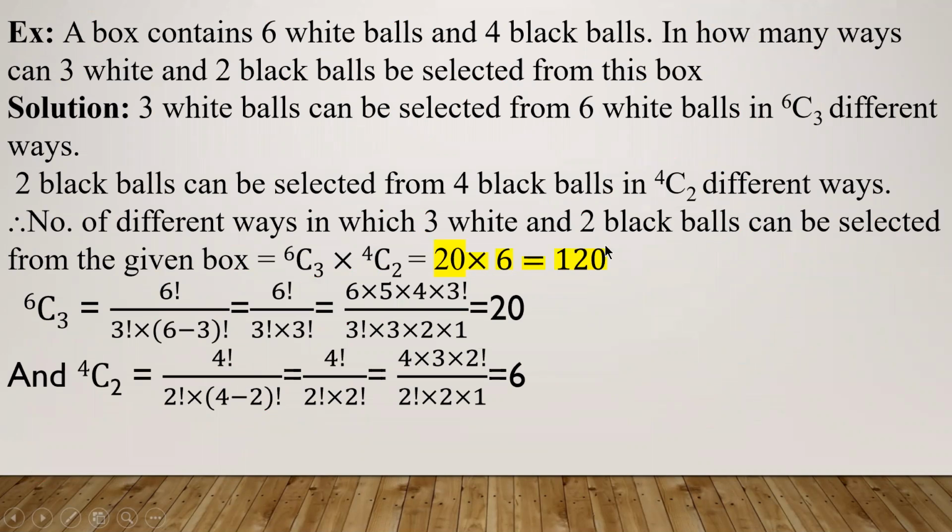Now multiply 20 into 6, so that is 120. इसका मतलब out of this box, which contains 6 white balls and 4 black balls, 3 white balls and 2 black balls can be selected in 120 different ways.